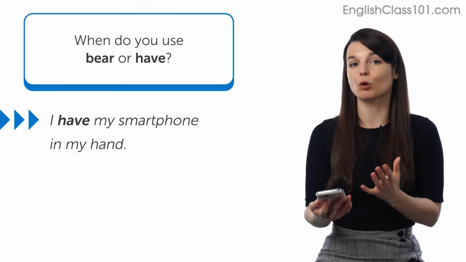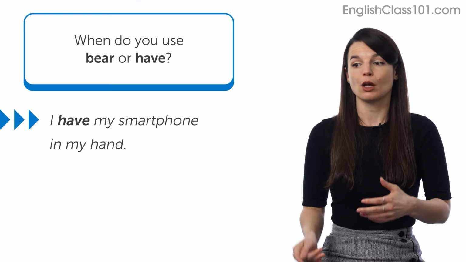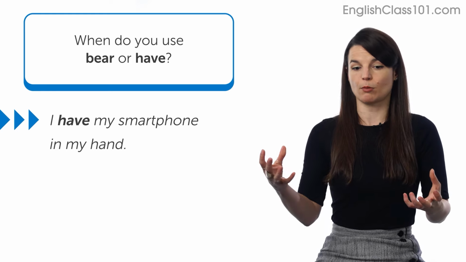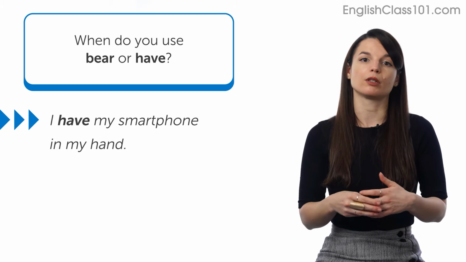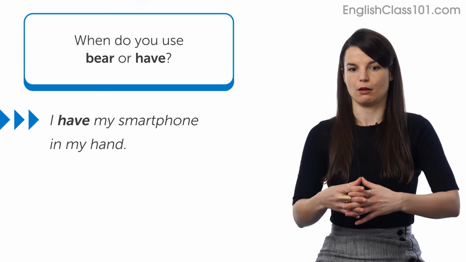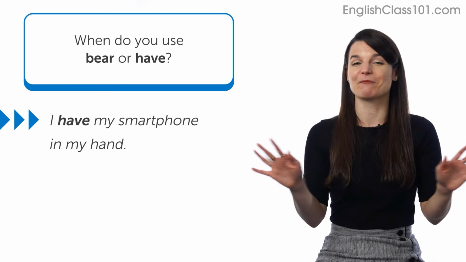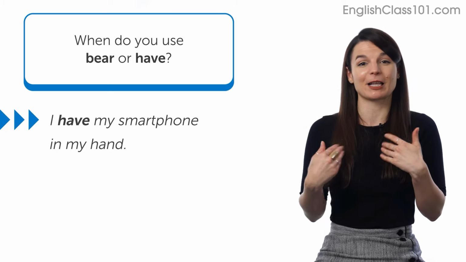So have is a much more general word. It's the one that we use when we talk about everyday objects. It's the one that we use when we want to just talk about something we own, right? We don't really say, I bear my car or something like that. It sounds way, way, way too important, it sounds really funny. It makes me laugh, right?